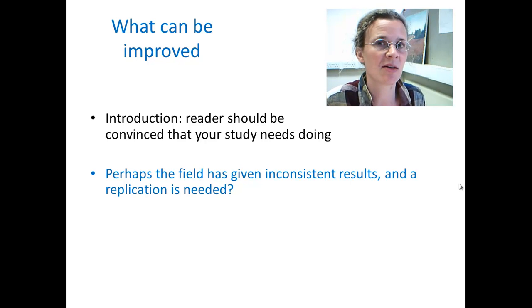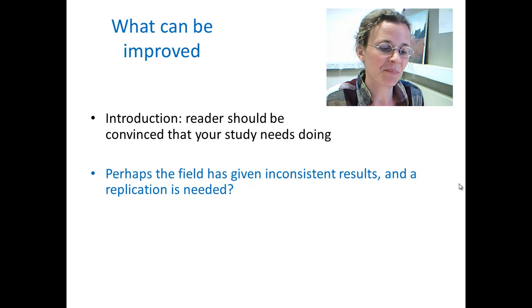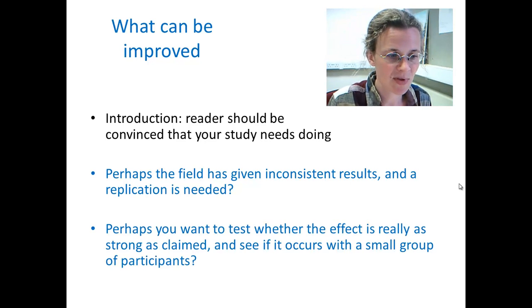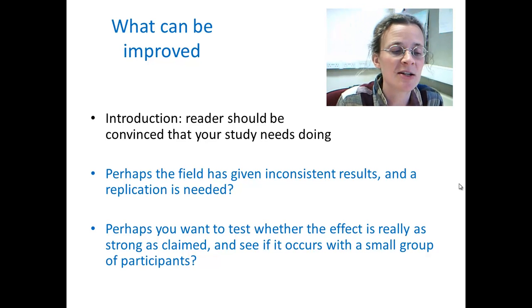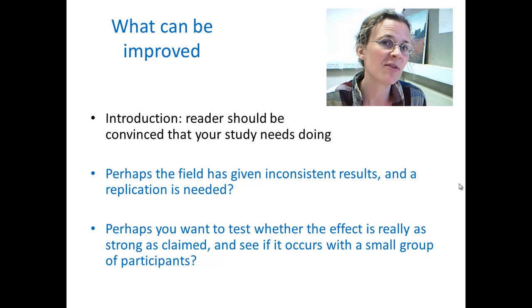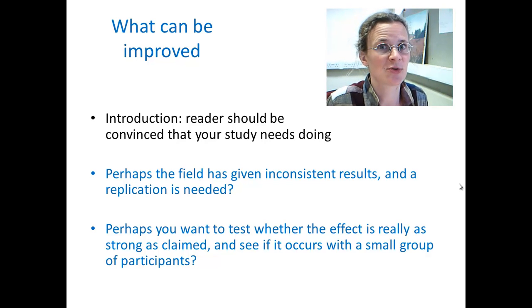Because a lot has been done, you don't know how much of what's ever been done never got published. So you don't know. So let's do this replication. Let's see whether it is a reliable finding. Or, maybe some people say the PSE is a really strong effect. So you can test, does it occur with a really small group? If the effect is really strong, then it should be found with a small group of participants. Some of you actually picked that up, which was really good.